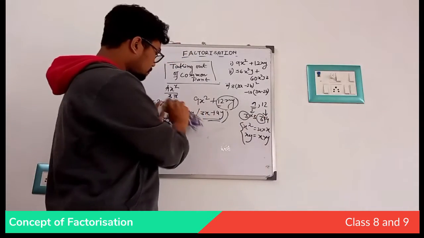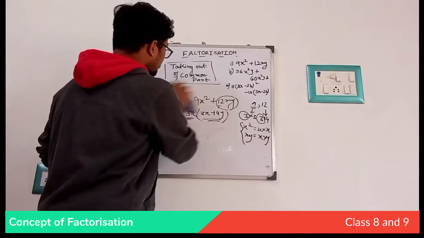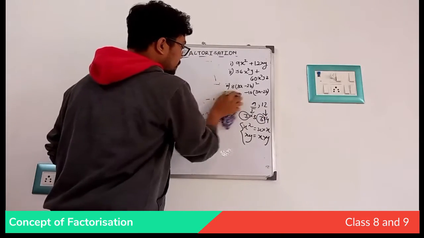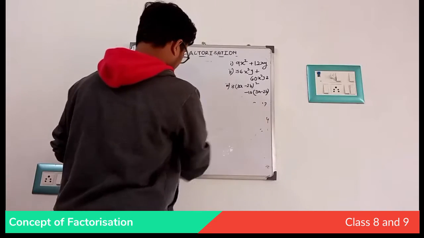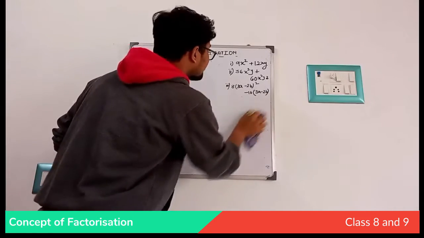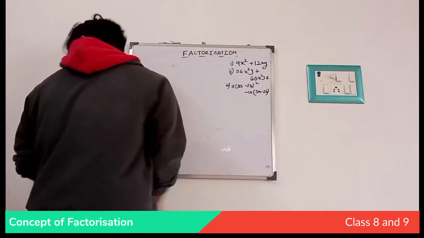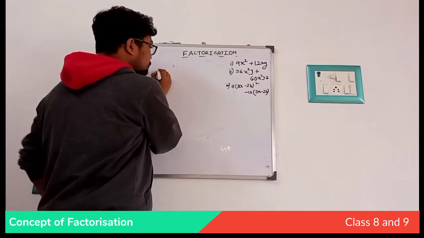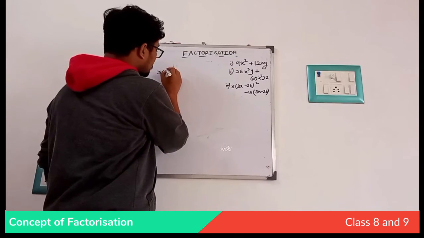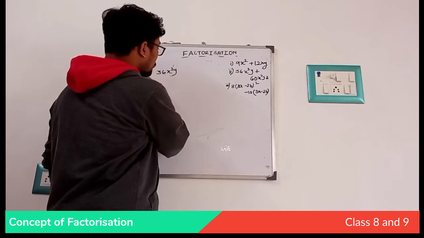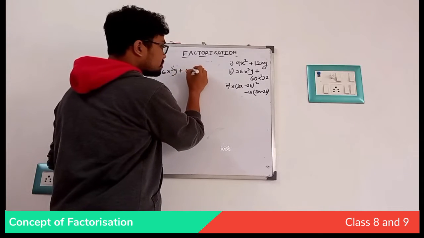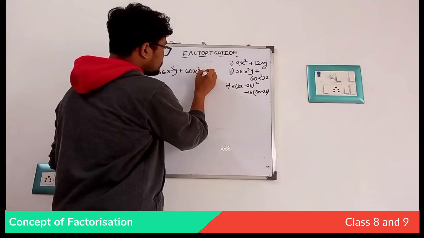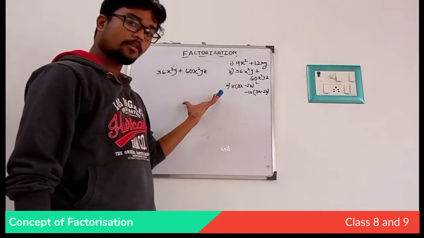So I rub it, all the terms, and I will go to problems. So our next problem is 36x cube into y, 60x square into y into z. Fine, this is our next target problem.